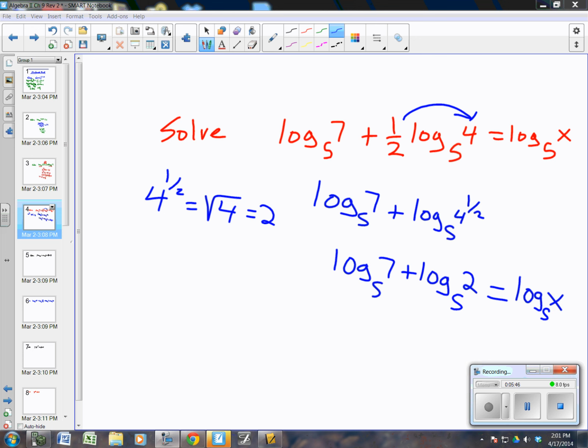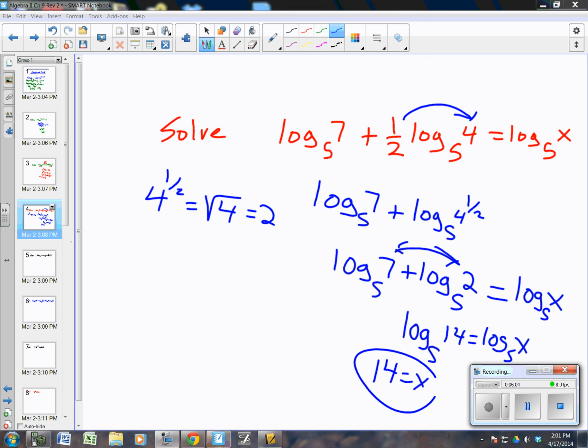Zach, well, let me finish this one really quickly. Using the product property, we have log base 5 of 7 times 2. We get to times these two numbers together using that product property. 14 equals log base 5 of x. Since they're both log base 5, the only way they can be equal is if those two things are equal, and so we get x equals 14. You guys did a good job on that one.